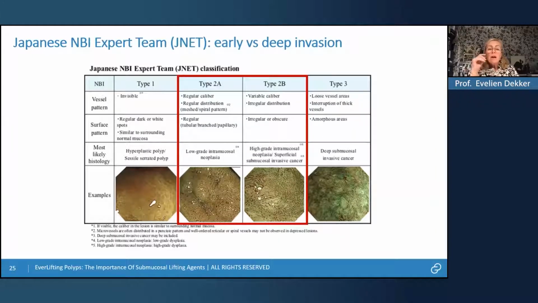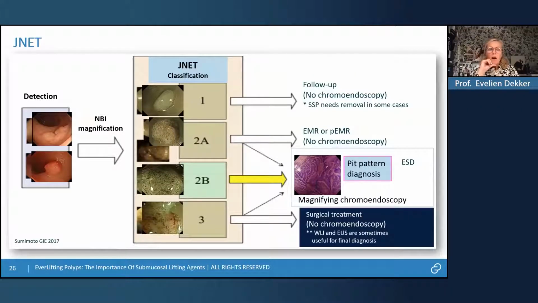So when we are in doubt about the potential invasiveness of a lesion, the JNet should be used. It's described by our Japanese colleagues that are really experts in assessing the mucosal pattern. And type 2A and 2B is exactly where we should be to still make a radical resection. And type 2B means probably early invasive cancer or potentially only high-grade dysplasia. So again, we can resect that endoscopically. However, the Japanese usually do that with their magnifying chromo, in this case with Brazil violet, and also with their magnification.